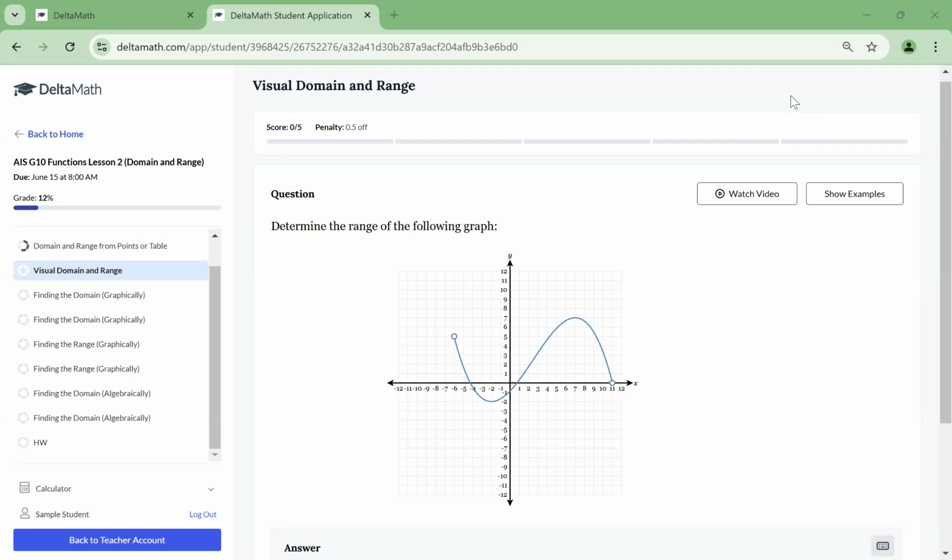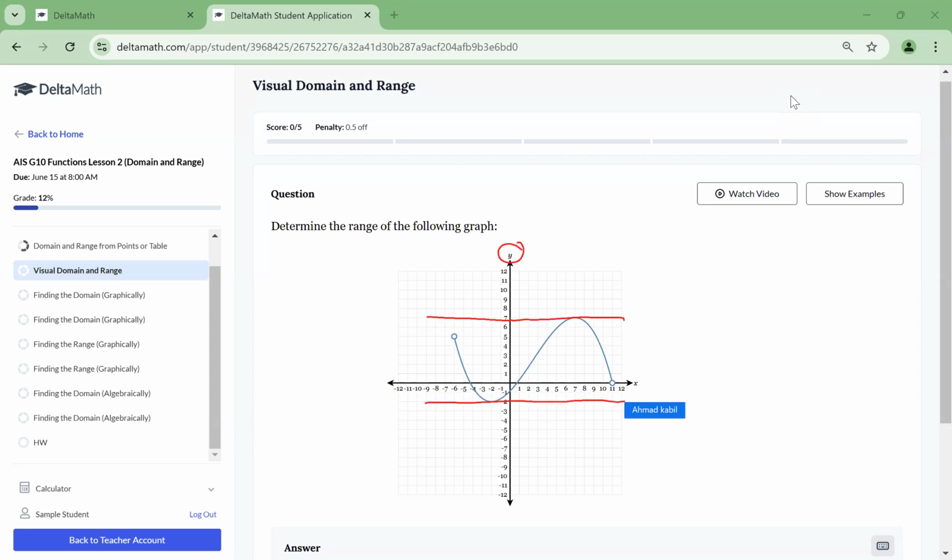So in this question, we're required to determine the range of the following graph. So the range is the set of y values. So we're going to look at the highest and lowest y values. So we're looking at the topmost level and the bottommost level.